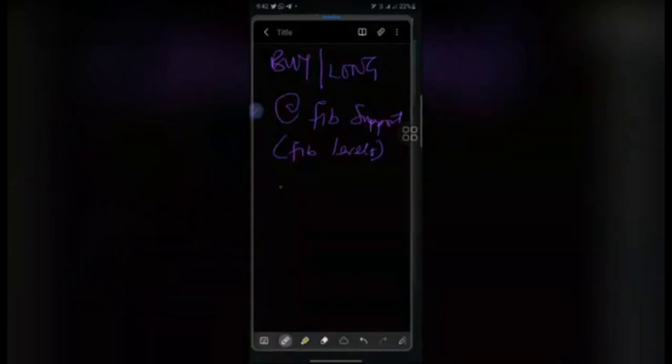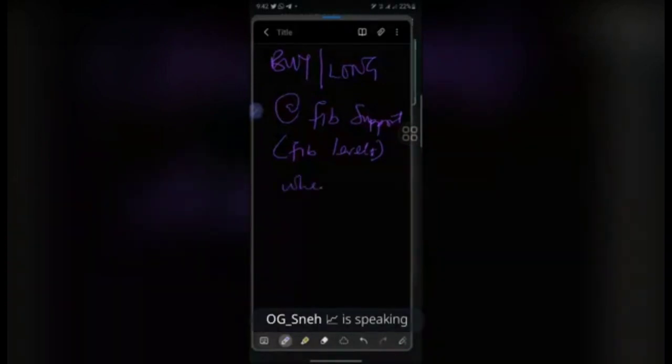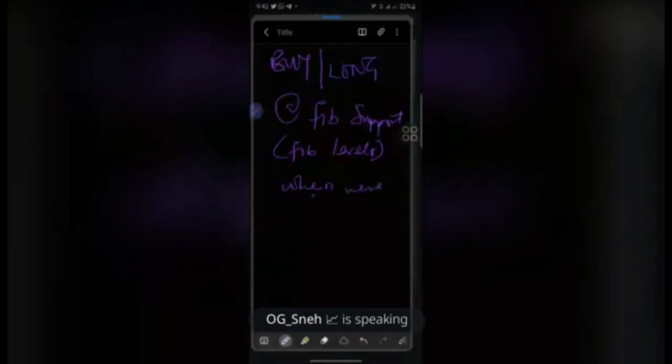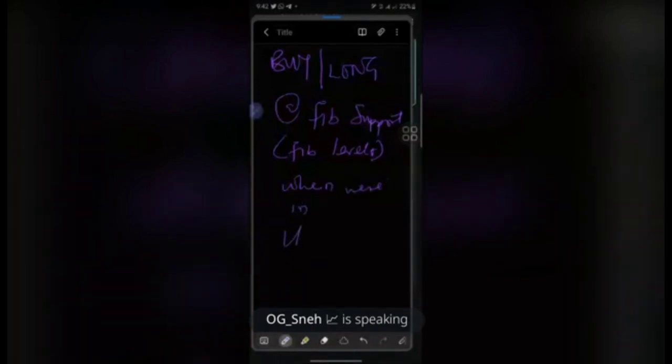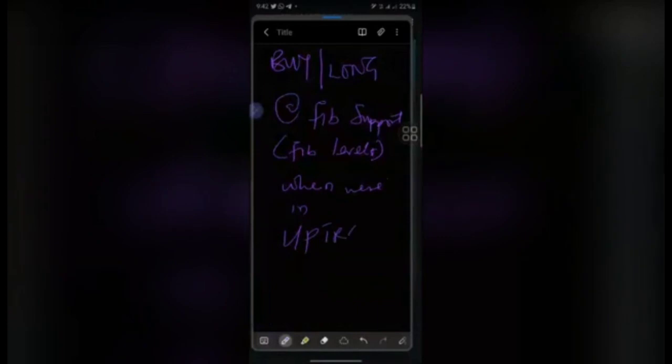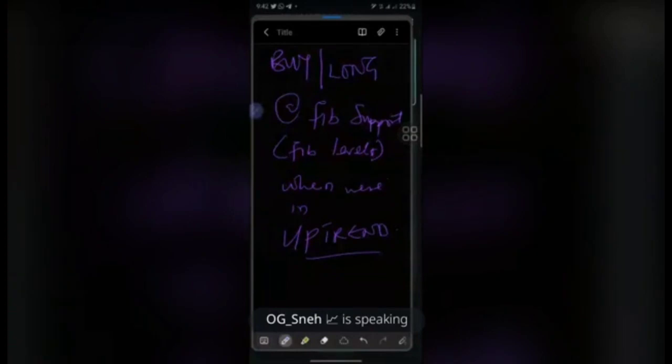When we are in what? In uptrend. Do you understand the logic? Normally, I say always follow the trend. Make trend your friend. We are in uptrend. So normally, you should look for what?